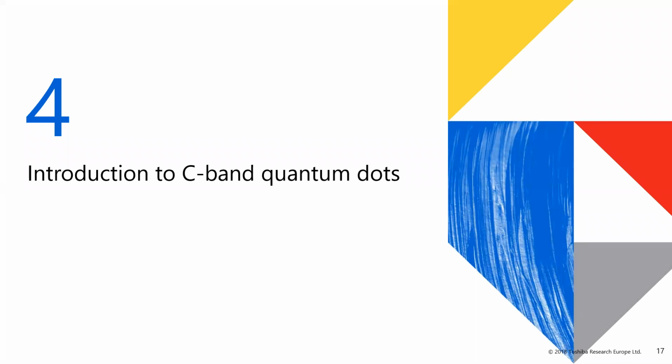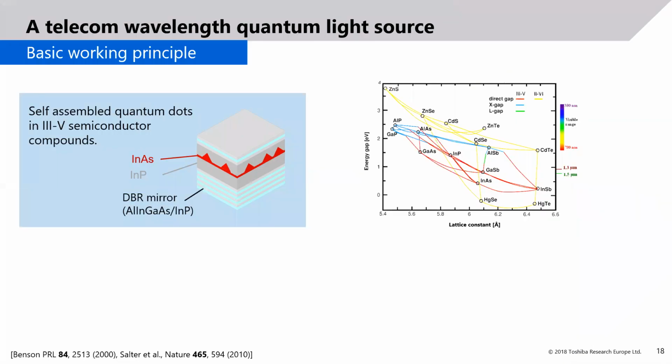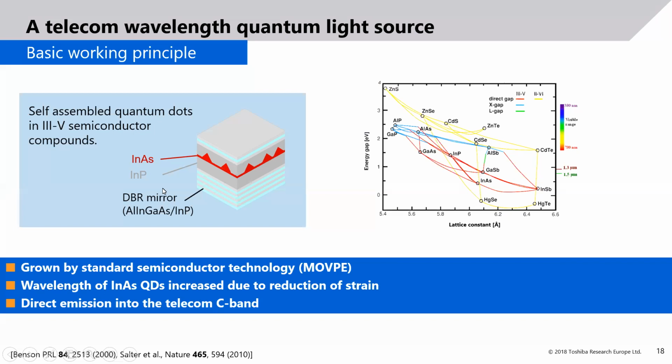So now I'll actually start speaking about quantum dots with a brief introduction to our C-band quantum dots. So the working principle is that we have a semiconductor structure like this, where we have a Bragg mirror at the bottom. We have an intrinsic indium phosphide region, indium arsenide quantum dots, and these are overgrown with another Bragg mirror just to help direct emission towards the top. And our dots are grown by standard semiconductor technology, so MOVPE in our case. And the reason why these quantum dots emit in the C-band rather than the more standard wavelength range around 900 nanometers, you can see in this graph here.